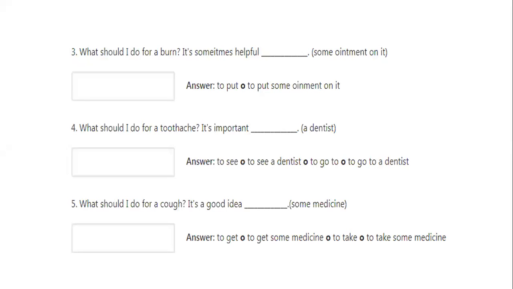Okay, number five. What should I do for a cough? It's a good idea to get some medicine. You can write only to get or complete, to get some medicine or to take, right? To take some medicine. Yes, both are okay, right?